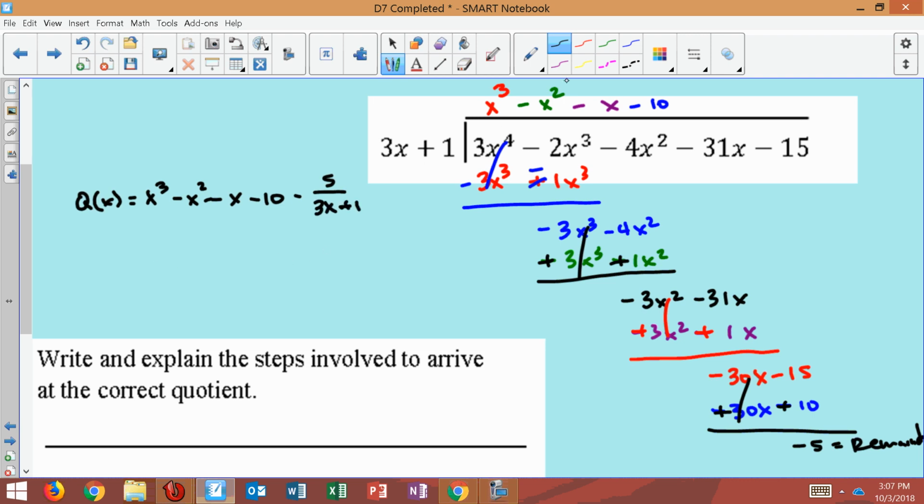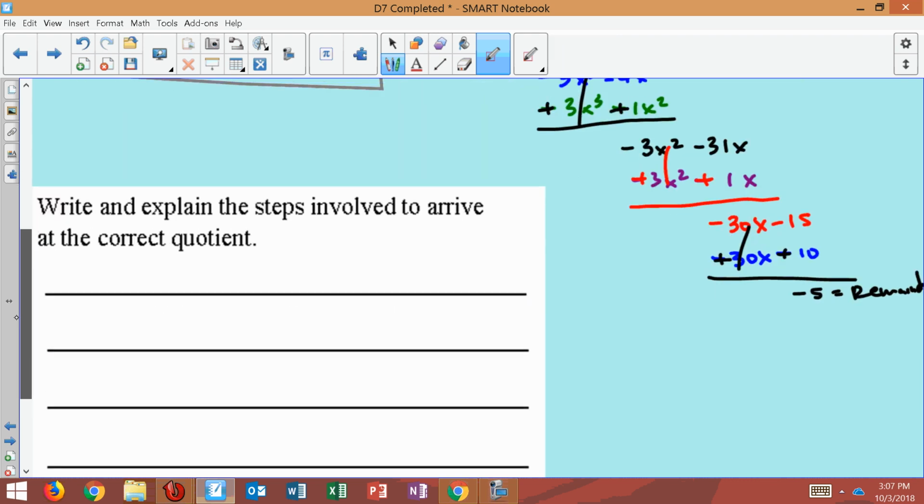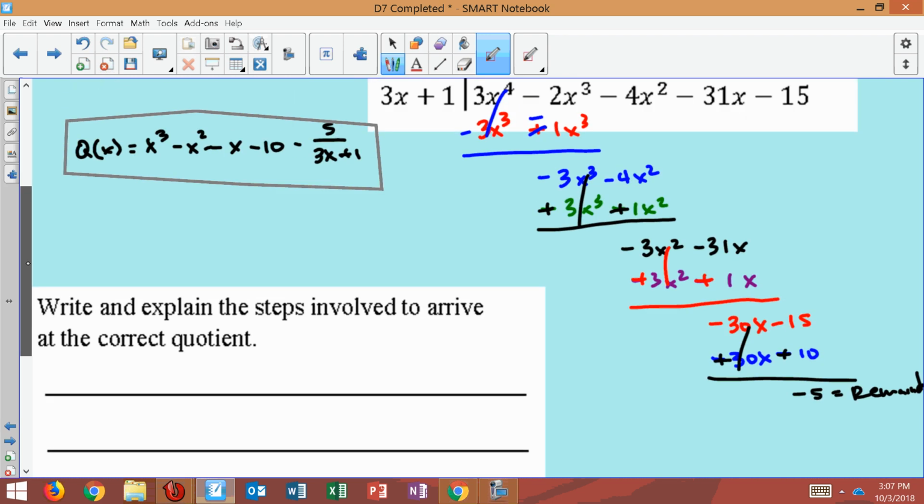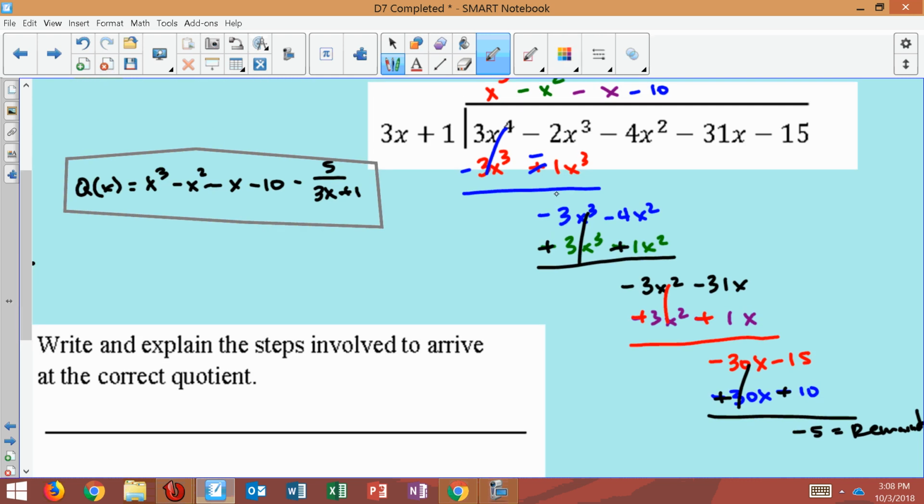So what were the steps required to come up with our quotient there? Well, we asked ourselves, what do I need to multiply 3x by to get the leading term? So you'd write something about that, and then you write about the fundamental rule of division. You switch the signs and just continue on until you get to your remainder. You know you got to your remainder when you've dropped all the terms down.